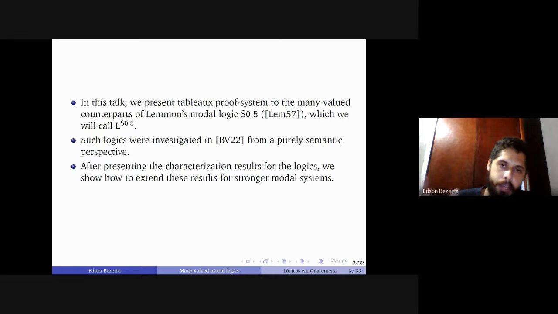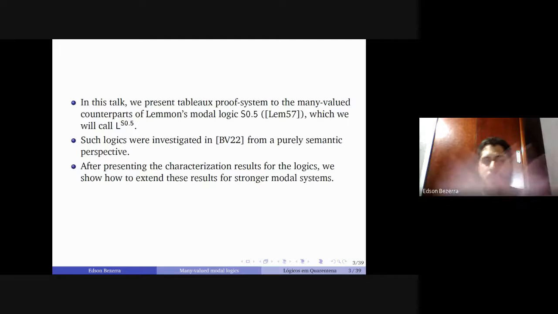These logics I investigated are the many valued counterparts of Lemmon modal logic S0.5. In his original paper, the logic S0.5 is intended to capture the concept of tautology. So box phi means phi is a tautology by the truth table method. Since I am studying a family of many valued logics, I call the logic L S0.5. This L is a propositional modal many valued logic.